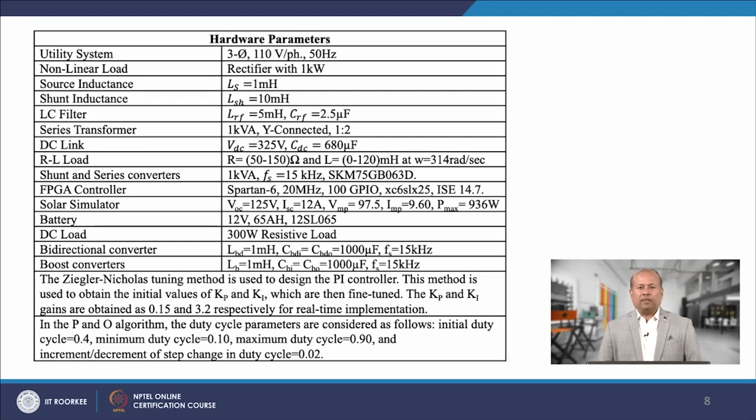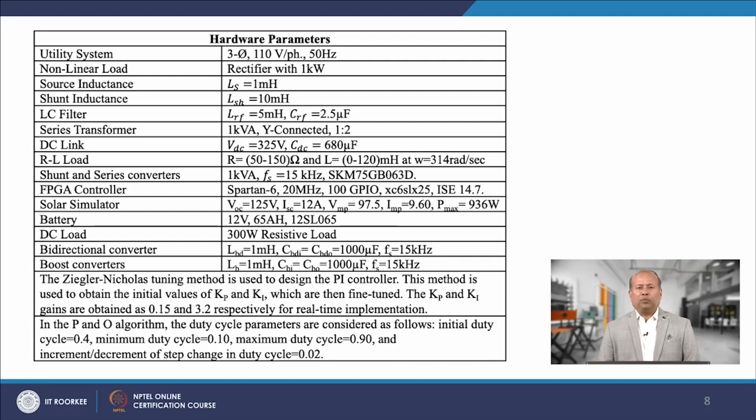Source and shunt interfacing inductances are 1 and 10 millihenry respectively. The LC filter is designed with 5 millihenry and 2.5 microfarad respectively. The series transformer is rated at 1 kVA with a turns ratio of 1:2. DC link parameters are 325 volt and 680 microfarad. A variable RL is selected to operate in various modes of operation.